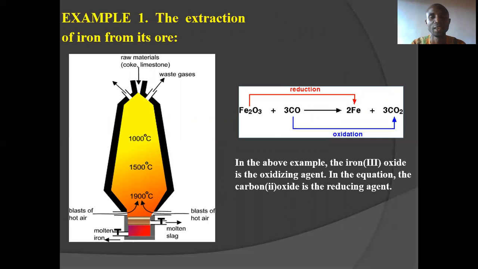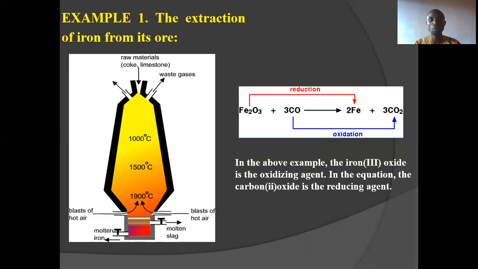One is the extraction of iron from its ore. When iron is being extracted from its ore, what actually takes place? Oxidation and reduction reactions both take place there. In the course of the extraction, the ore is being reduced to a metallic iron when iron ore reacts with carbon II oxide.